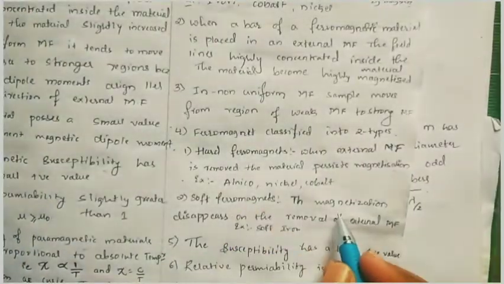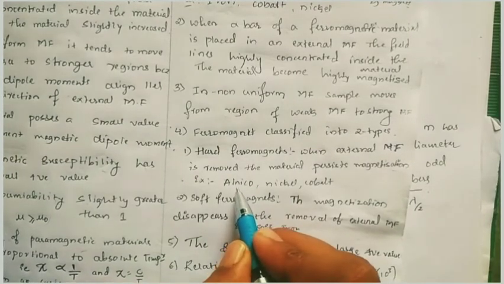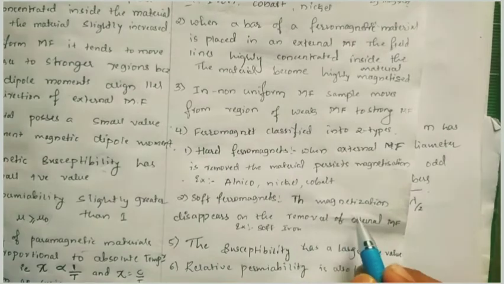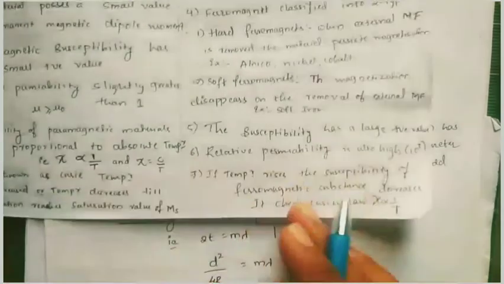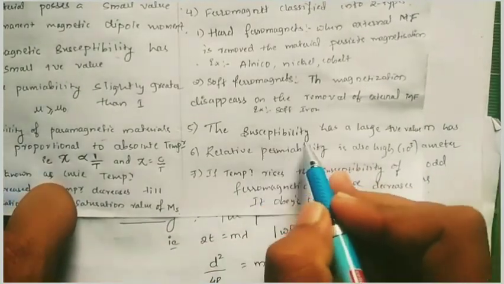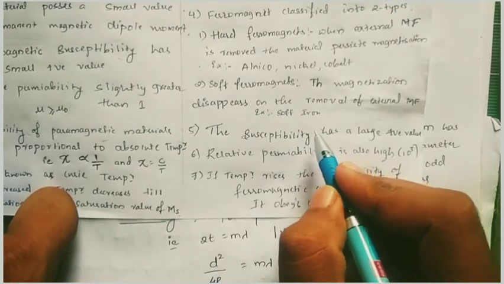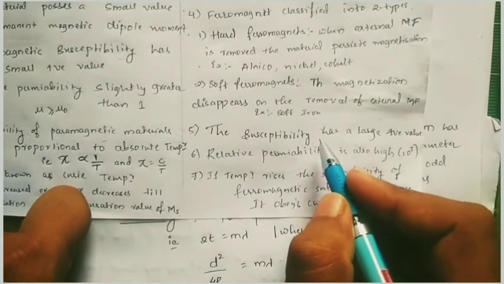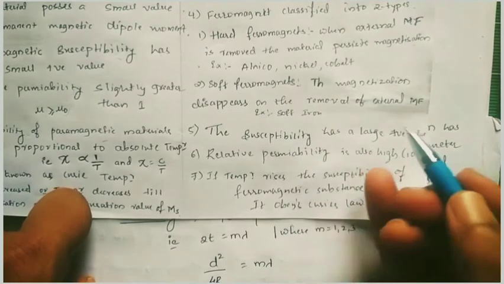Okay, so the hard ferromagnetic examples are alnico, nickel and cobalt. The soft ferromagnetic example is soft iron. And the susceptibility has a large positive value. Already you got the idea. All the magnetic field lines pass inside the material. So at that time the material becomes easily magnetized.